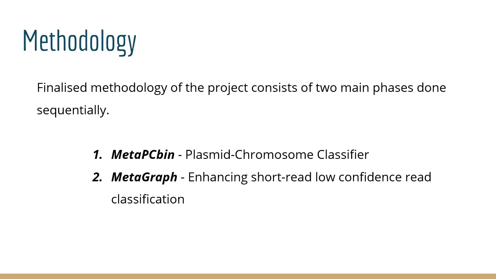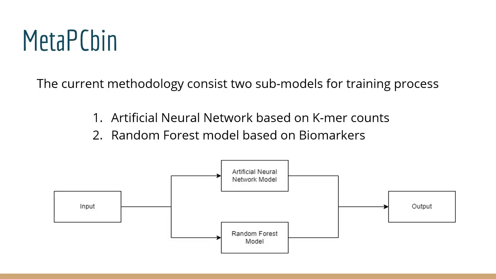Now let's discuss the methodology we introduced. Our finalized methodology has two main phases. We name them Meta-PCBin and MetaGraph. Why do we need two phases? Meta-PCBin is a plasmid chromosome classifier based on an artificial neural network model and random forest model. MetaGraph is a tool that can be used to enhance the plasmid chromosome classification using graph neural networks.